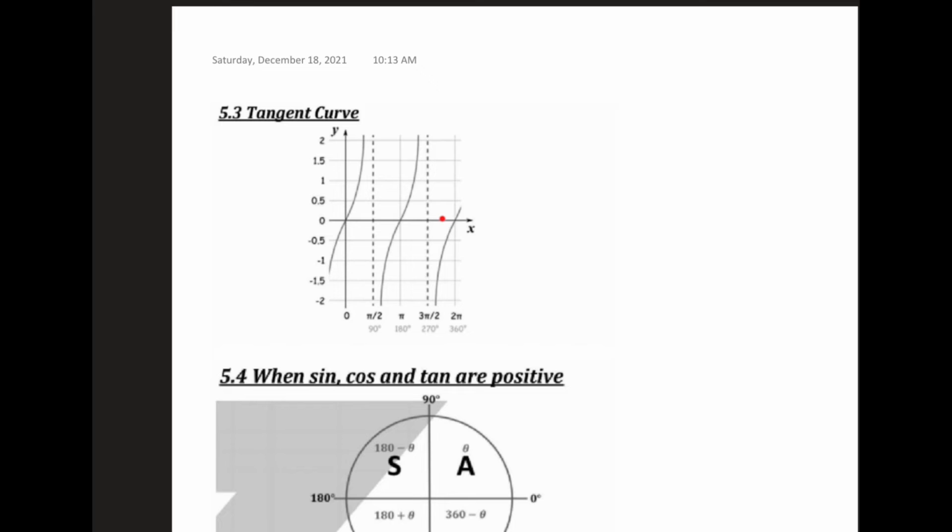The rest, of course, you just join accordingly, like here before it, we just join like that. So you can see the period is 180 degrees. Every 180 degrees you can see this form again, this kind of graph. So that is the tangent graph.